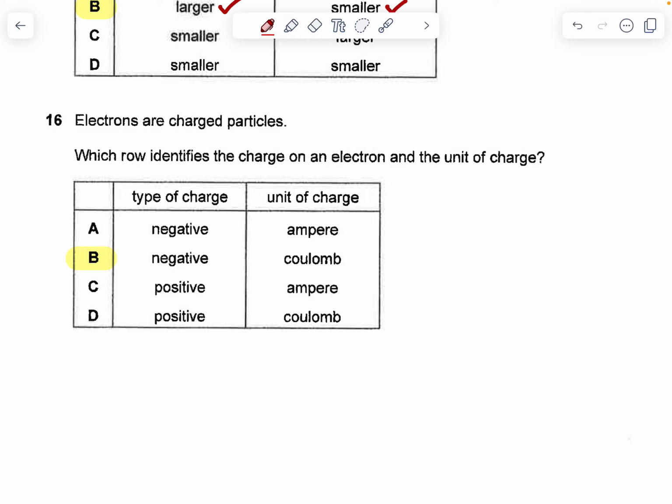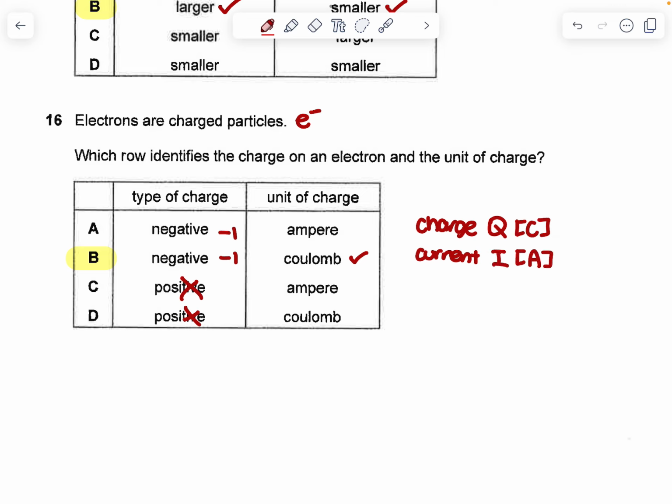Question 16. Electrons are charged particles, E minus. Which row identifies the charge of the electron and its unit of charge? So it's -1. Okay. And it's in coulomb, C. So for charge, Q, the SI unit is coulomb, C. For current, the symbol is I, in amperes.